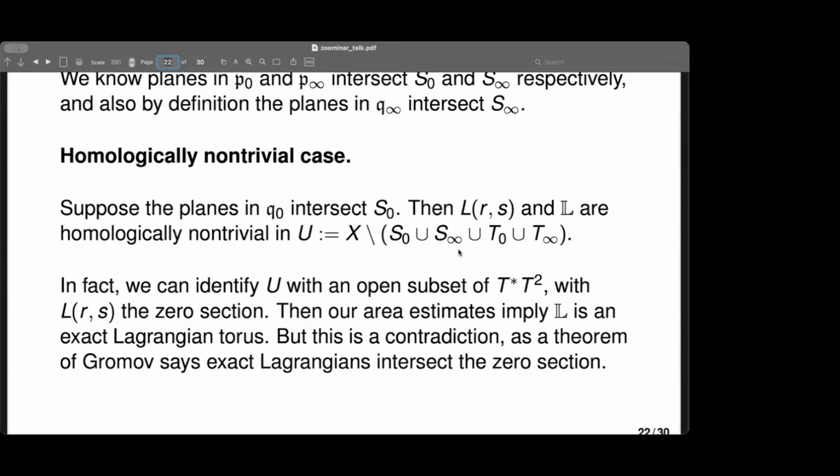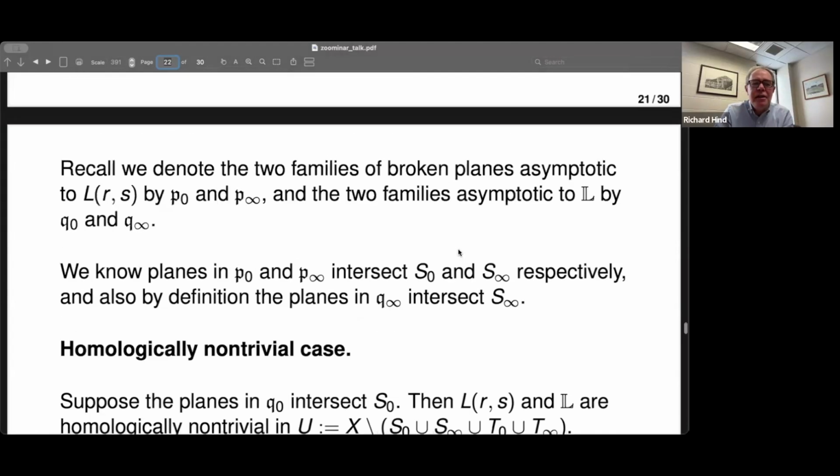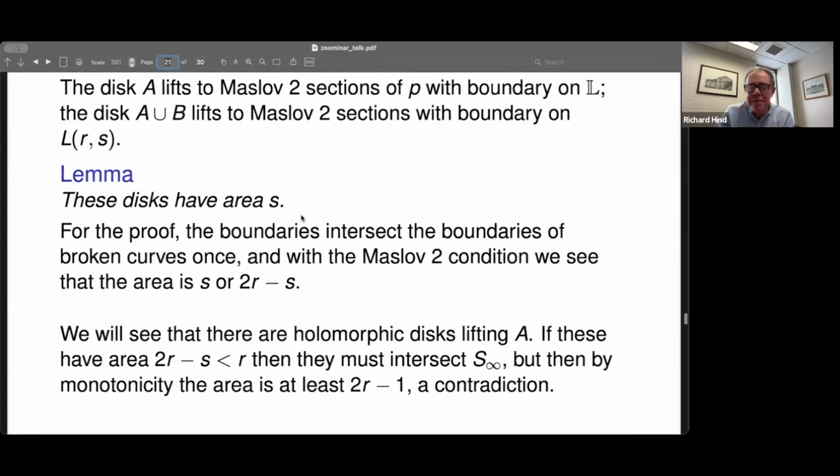Okay, thank you. The difficult thing is this lemma here about the S. That's the key calculation here.